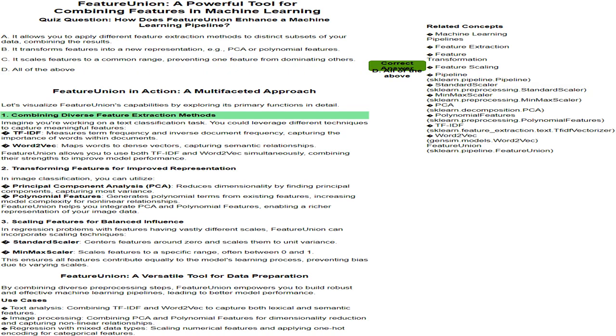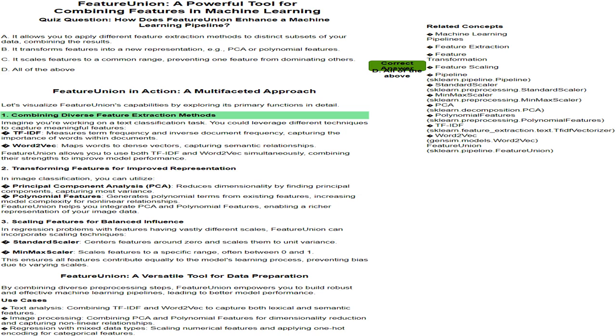True. Feature union can also be used to transform features using methods like PCA, principal component analysis, or polynomial features. PCA can reduce dimensionality while preserving important information, while polynomial features can capture nonlinear relationships.